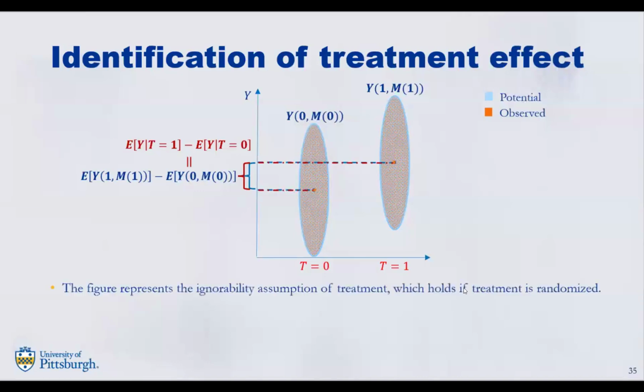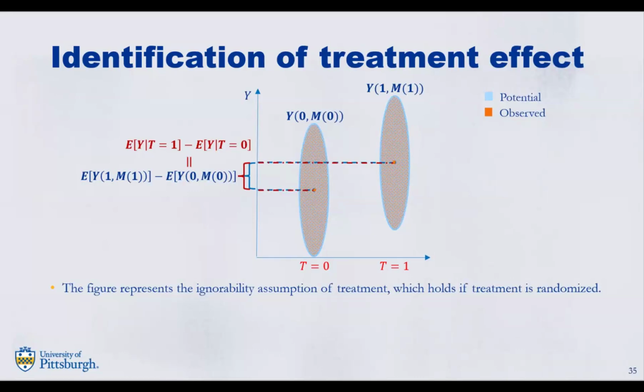And this is the case when the treatment is randomized, under which the ignorability assumption is satisfied. So in short, if the treatment is randomized, then the individuals who were actually assigned to the LFA group can be representative of the whole blue oval, which represents all of the potential outcomes under the LFA condition.